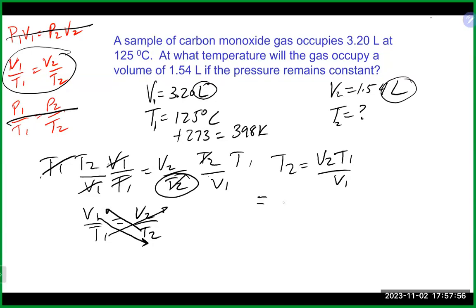Plugging the correct things in here, we're going to go V2 up on top, 154 liters. T1, which is 398 Kelvin. And our V1, which is 3.20 liters. The liters are going to cancel. That's going to leave us Kelvin, which will be 1.54 times 398 divided by 320.